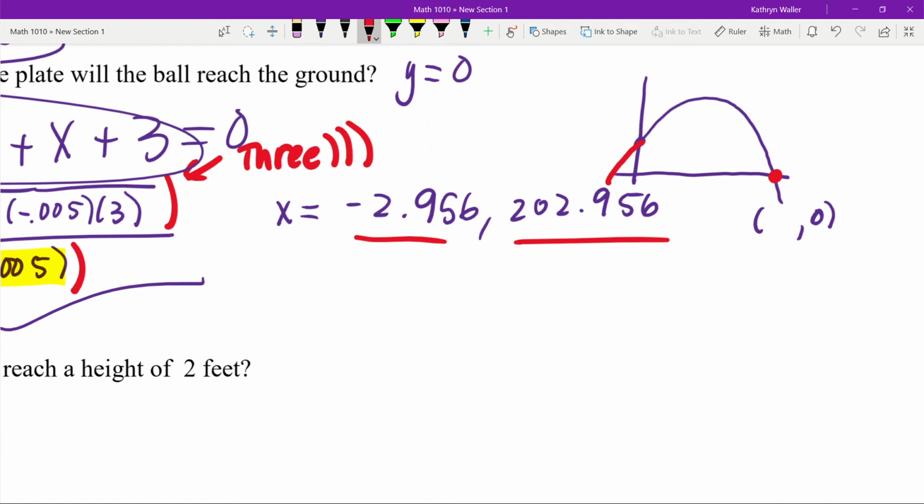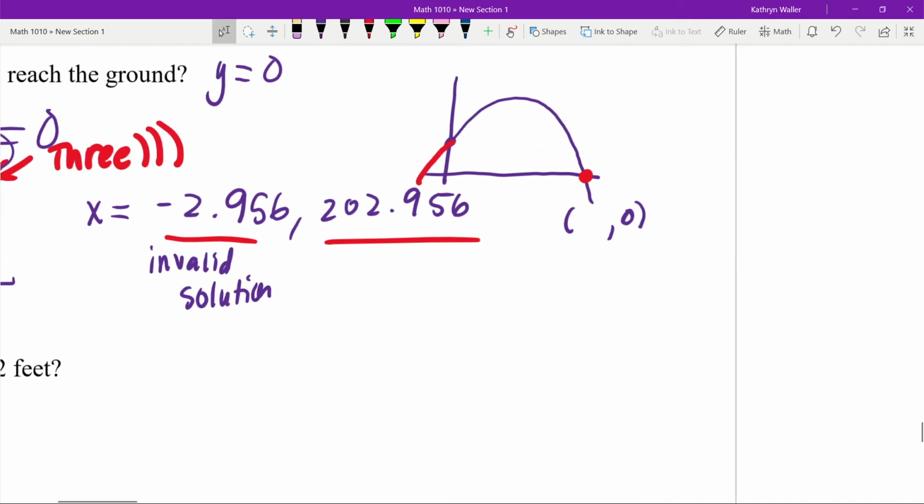So I want you to write 2 words underneath that answer. What are the words I'm going to say? No, we've said it before. What are the words? You're right. Somebody started to say invalid. Remember? Invalid solution. It does not make sense. So you're going to go to the 202.96. You're going to add the word feet. You're going to highlight it, and you're done.